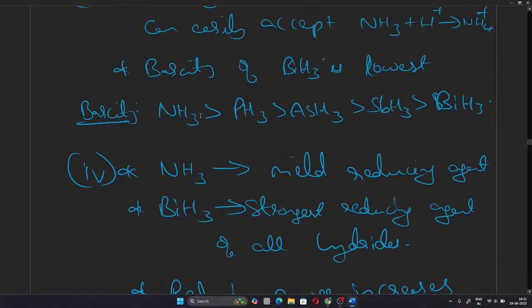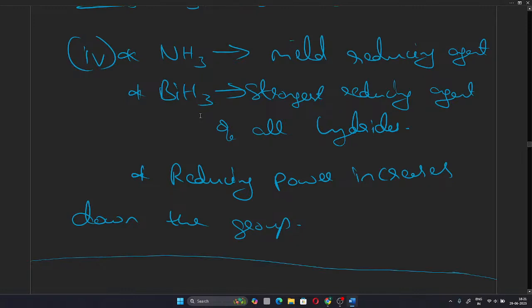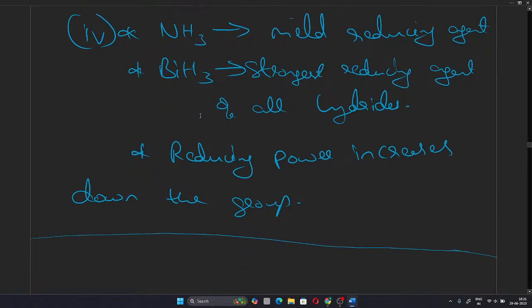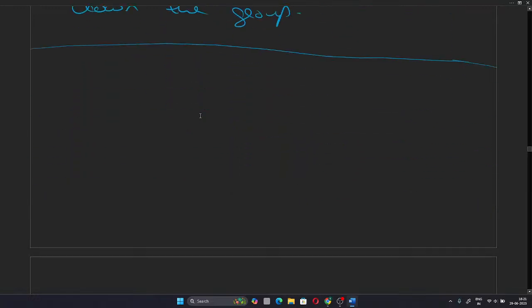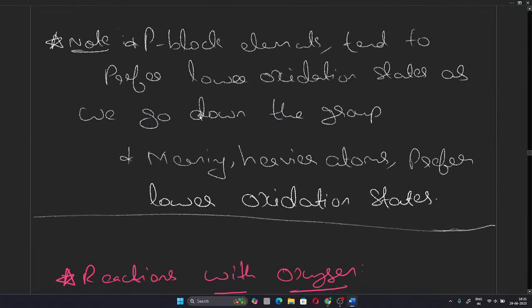Basicity of bismuth trihydride is lowest, and ammonia is a mild reducing agent, whereas bismuth hydride is the strongest reducing agent. Reducing power increases down the group. P block elements tend to prefer low oxidation states as we go down the group, meaning heavier atoms prefer lower oxidation states.